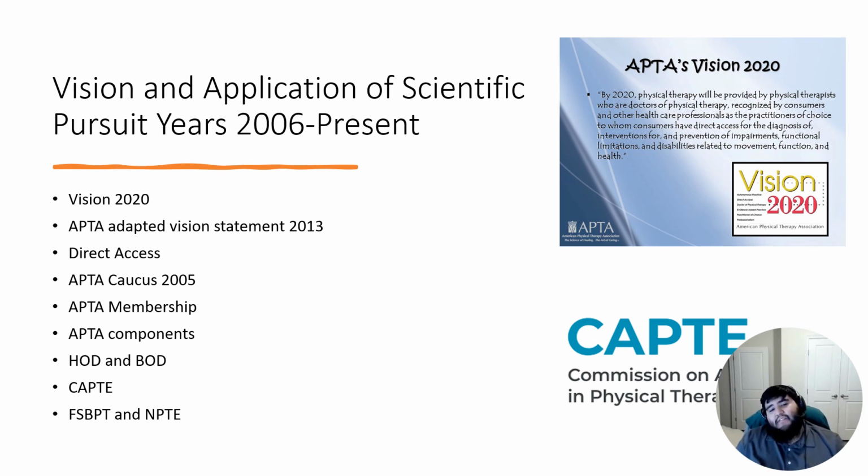Direct access was something they brought up too, which basically allows patients to go to a licensed physical therapist to get evaluated, get a diagnosis, and treatment. But it's within 10 visits. After that, they need to go through the process of going to a doctor, meeting with a specialist, and then getting referred to us. But direct access allows the patient to be able to skip that.